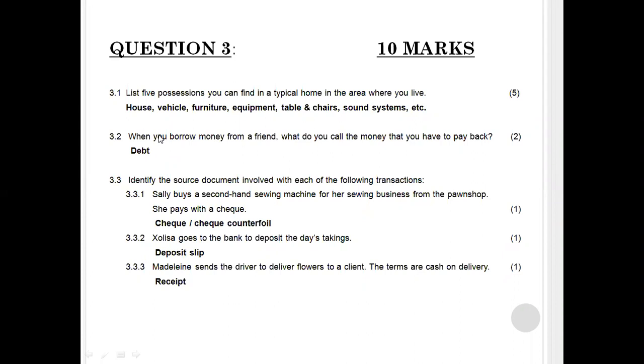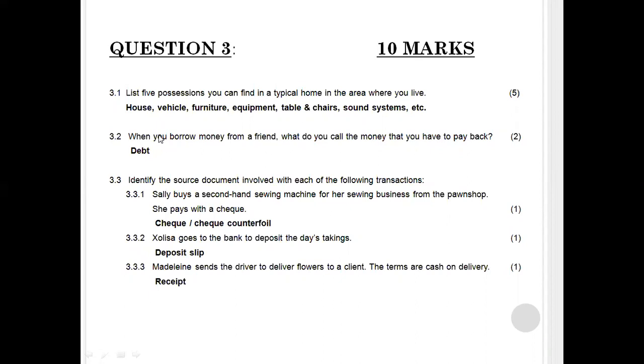Then 3.3, identify the source document involved with each of the following transactions. With 3.3.1, Sally buys a second-hand sewing machine for her sewing business from the pawn shop. She pays with a check. Okay, that is only one mark, and that cannot be anything else because I was already actually giving you the answer there. So she's paying with a check, so of course then it must be a check or a check counterfoil for the source document.